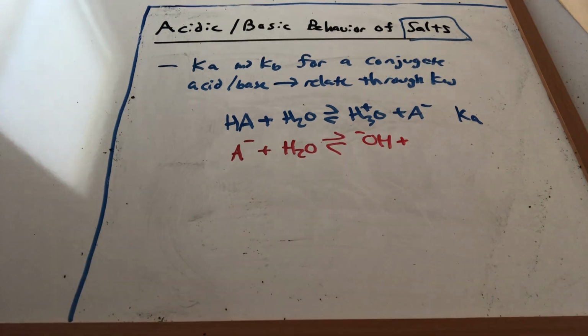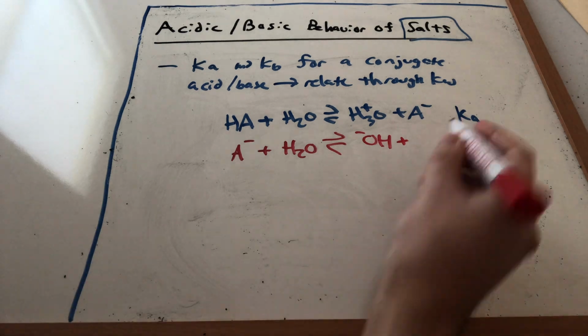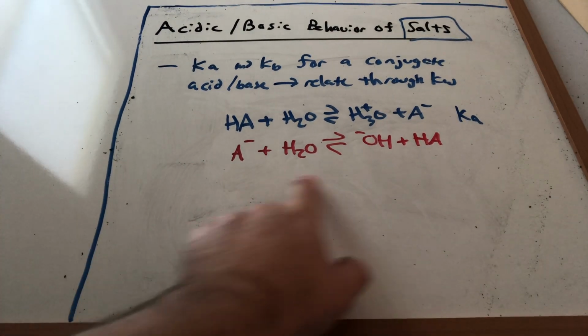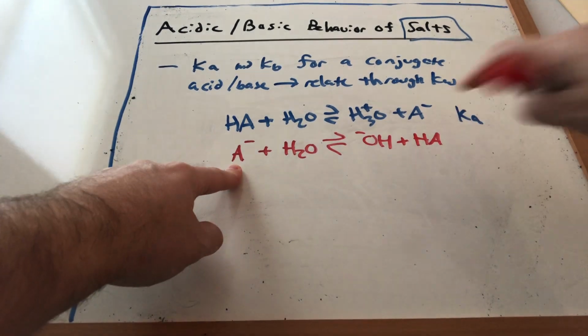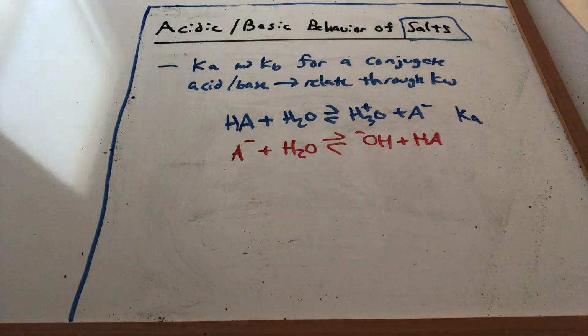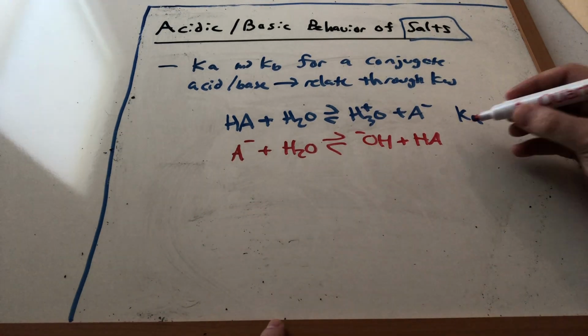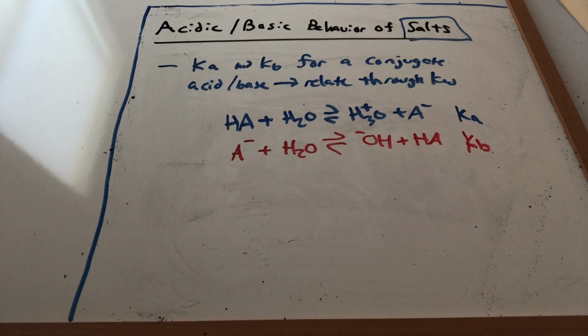Well, what's the conjugate acid of A minus? Remember, to make a conjugate acid, you gather up an H plus from somewhere else. It's HA. This reaction right here is how A minus, this conjugate species, acts like a base. If it's acting like a base and it's making OH minus, it has a Kb associated with it. All right? Now look what happens when we take these two reactions and we add them together.